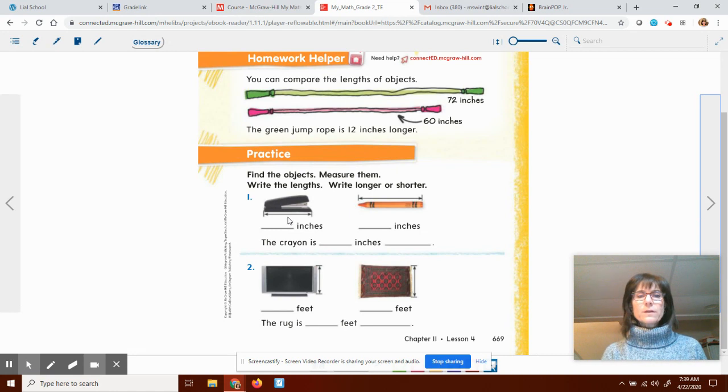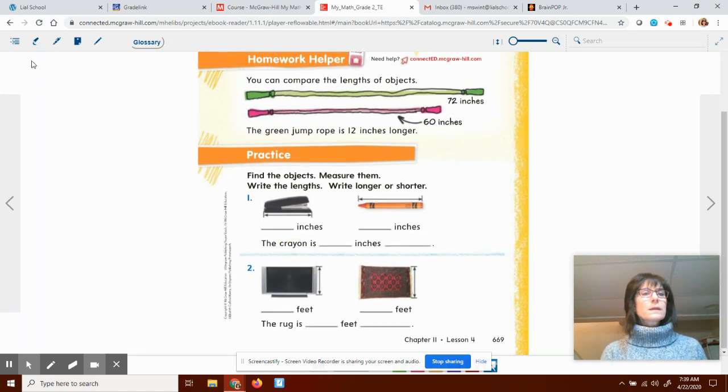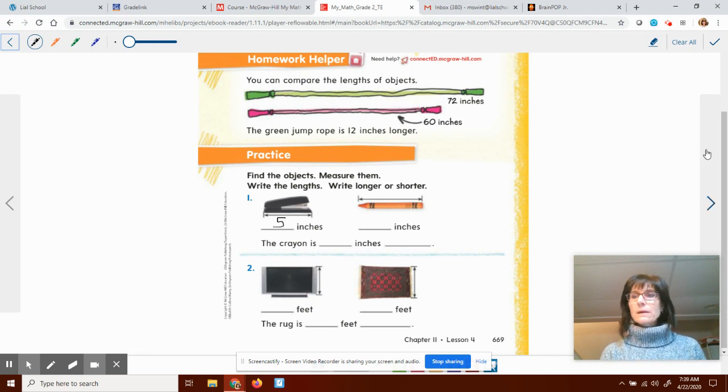This stapler is going to be, most of you should have a stapler, but if you don't have a stapler, make it 5. Crayons, I know you have. A TV, I know you have. This is like a small area rug. So I'm going to say this area rug is 5 feet on the end. You measure your own TV set.